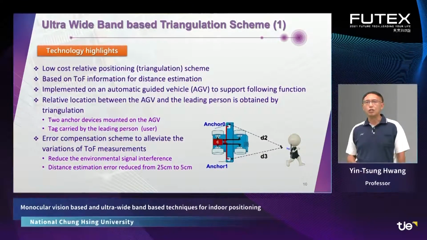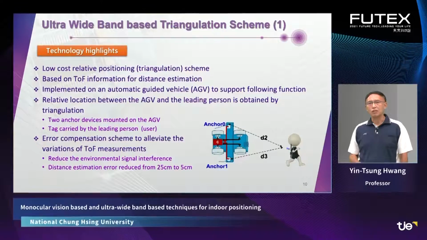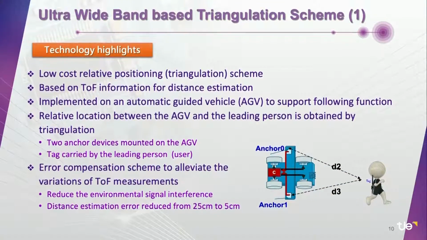We will next introduce the ultra-wideband-based triangulation scheme. This scheme features a low-cost approach for relative positioning. It is based on the time of flight information for distance calculation. Currently, it is implemented on an AGV to support automatic following functions. The relative location between the AGV and the leading person is obtained by triangulation with 2 anchor devices mounted on the AGV and 1 tag carried by the user.